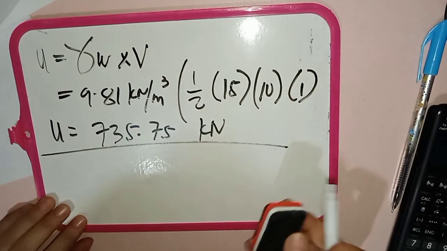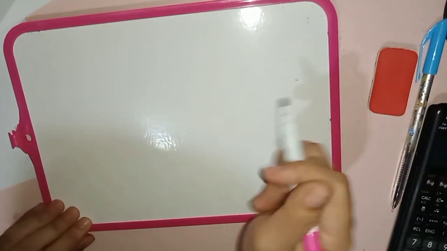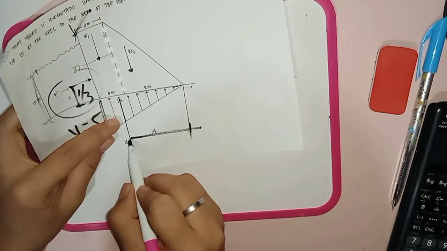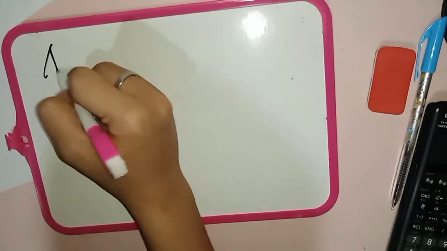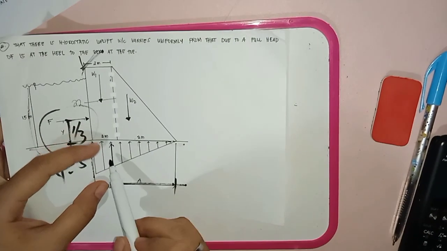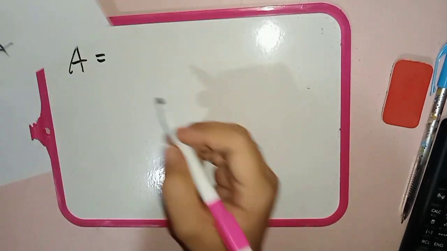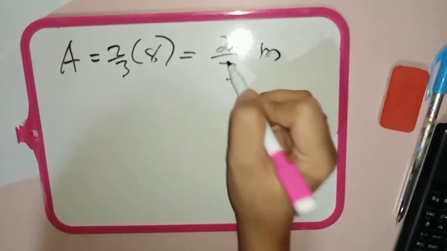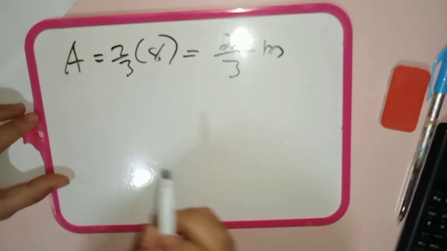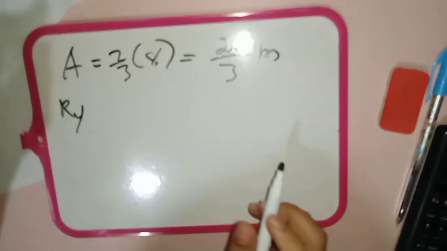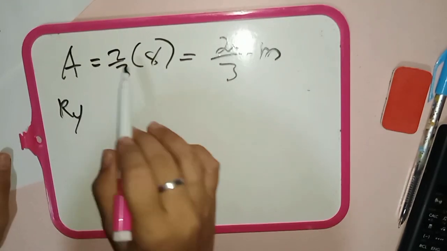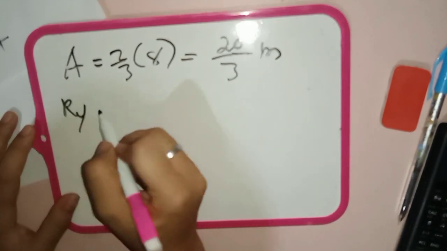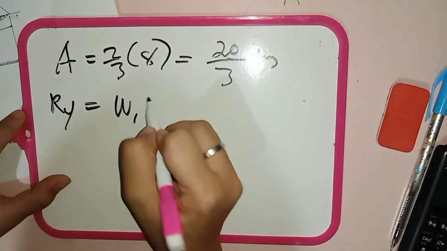So that is our uplift. Next is its distance to the toe. A is just 2/3 times 8, which is 20 over 3 meters. After that we can compute our Ry. Since we now have the value of the uplift and its horizontal distance, we can solve for our vertical reaction.